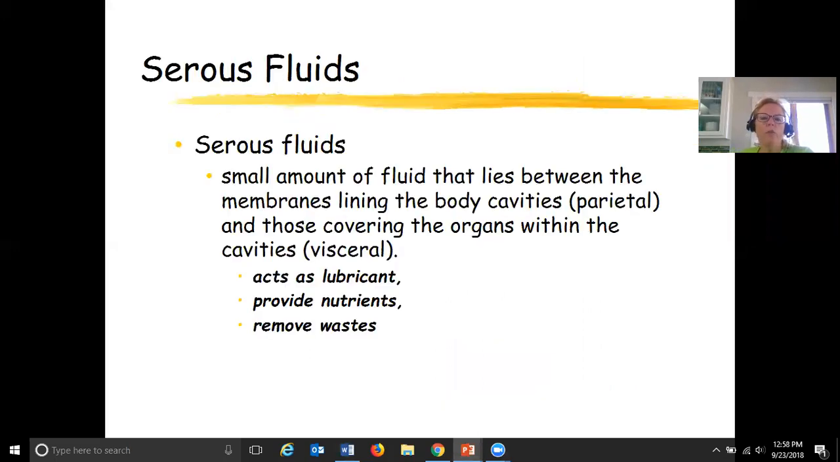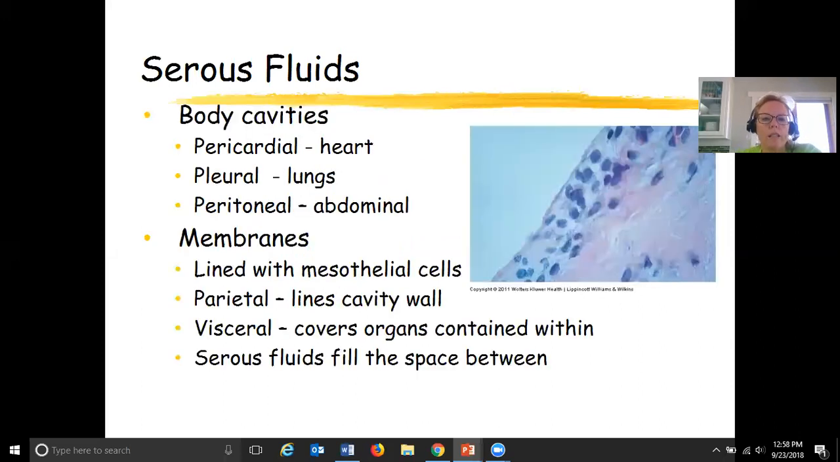When we talk about serous fluid, serous is a word derived from the word serum. So it's a small amount of fluid that lies between the membranes of the body cavities and those covering the organs. The membranes that cover the organs are called visceral membranes or visceral cavities, and then the membranes lining the body cavities themselves are called parietal. So these fluids provide lubrication, nutrients, and remove waste. The three main body cavities we talk about are the pericardial or the heart cavity, the pleural cavity or around the lungs, and the peritoneal or the abdominal cavity.